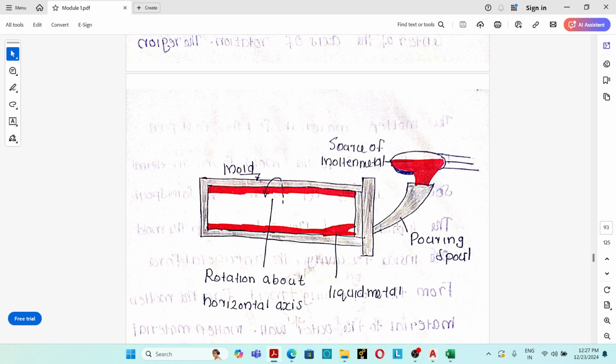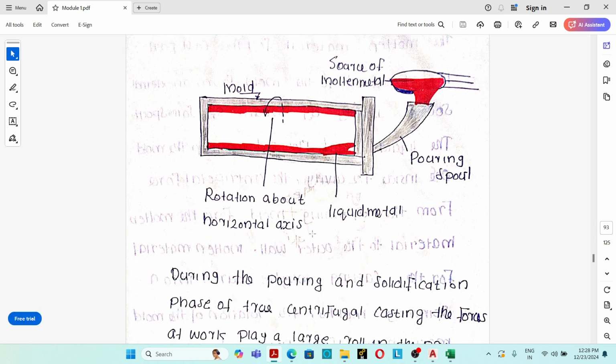The molten material can be poured into the mold while the mold is rotating, or after the fixed quantity of molten material is poured into the mold, the rotation will start. In the true centrifugal casting process, the mold rotates either in a horizontal or vertical direction. A fixed quantity of molten material is poured into the mold. Due to centrifugal force, the molten material is pushed outward towards the wall of the mold, solidification takes place, and the casting is taken out.